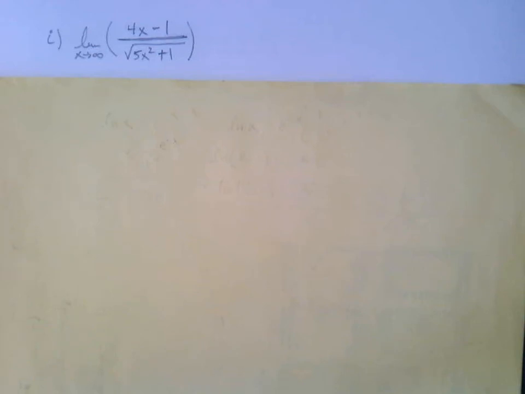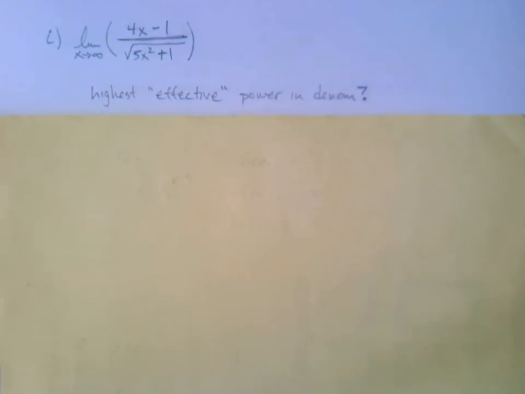We're going to use the same technique we did for the previous three problems. We are going to divide each term by the highest power of x in the denominator. But we've got to be careful when we do that. Actually, it'd probably be better to say this right here. Let's divide by the highest effective power in the denominator.